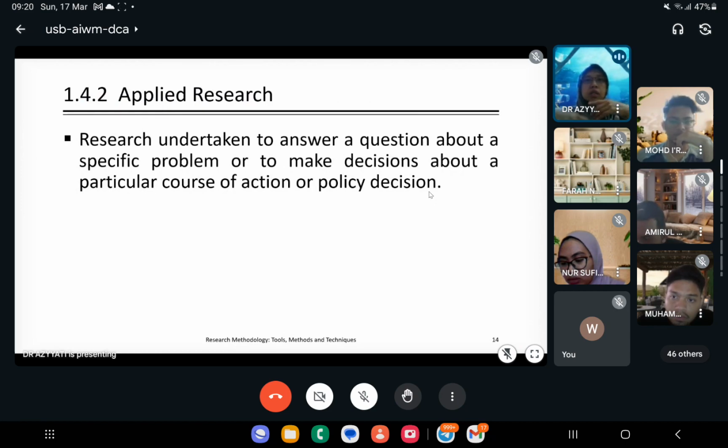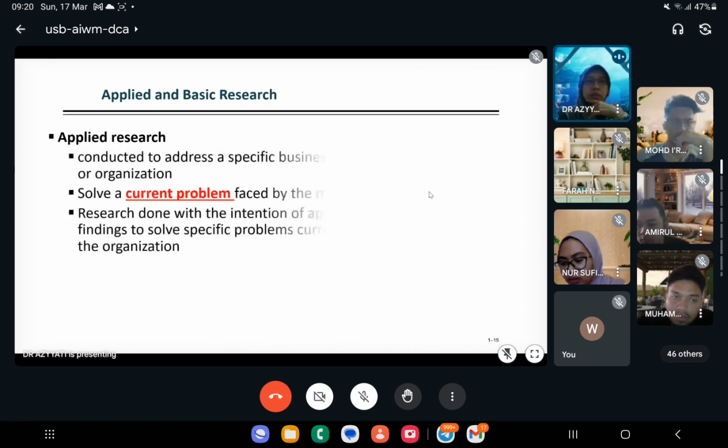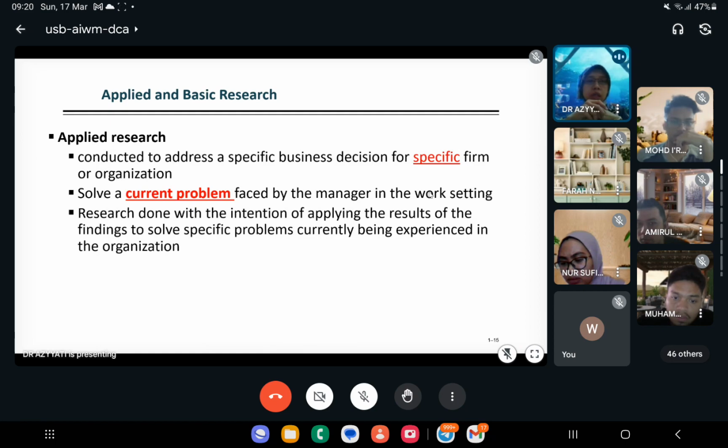And then we have applied research, undertaken to answer a question about a specific problem, to make a decision about a particular course of action or policy decision. So for example, the explanations are conducted to address a specific business decision for a specific firm or organization. Applied research happens whenever a company has a problem. I'm supervising PhD and DBA students, and some of them are from industry. They identify some problem in the organization and then how they are going to solve it.